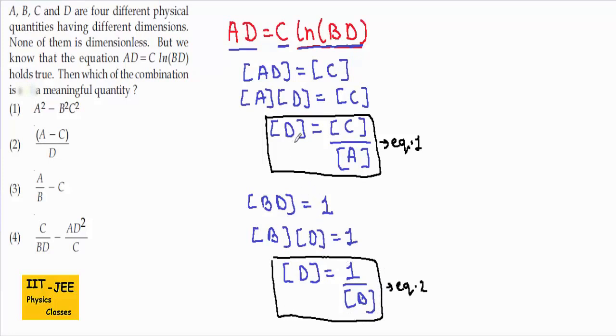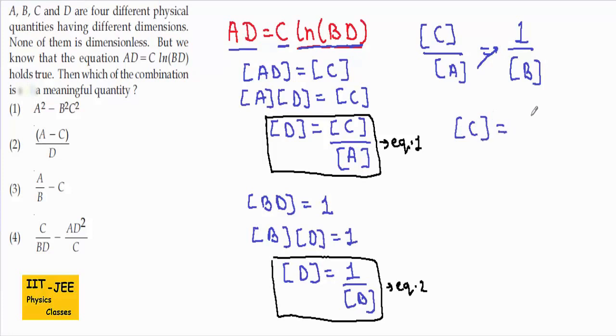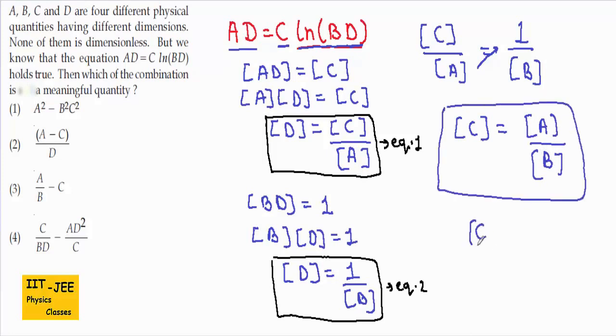Now you can compare equation 1 and equation 2. So we got here dimension of D as dimension of C over A and here dimension of D as 1 over dimension of B. So we can set them equal. So dimension of C over dimension of A should equal 1 over dimension of B. Now we can multiply both sides by A. So we can write dimension of C would equal dimension of A over dimension of B.